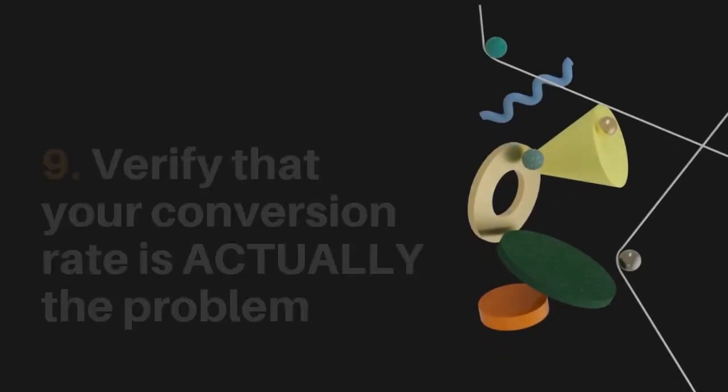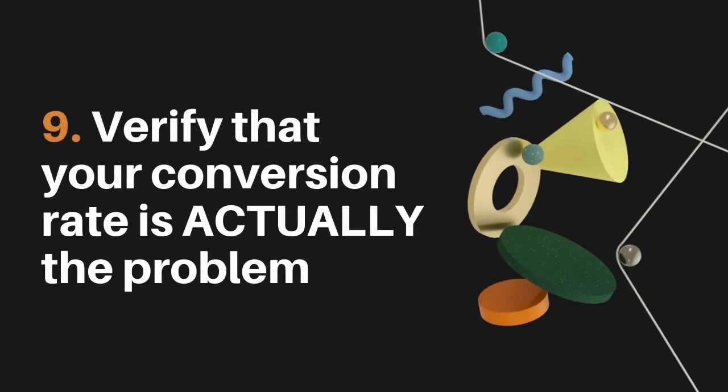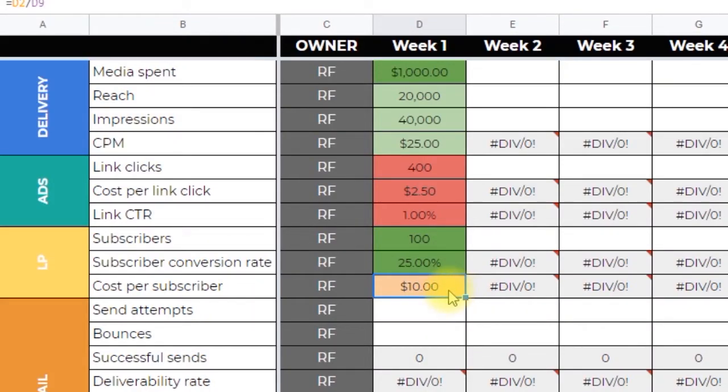Number 9 is to verify that your conversion rate is actually the problem. You might notice that your cost per lead at $10 is a little bit too expensive. And so your first thought might be to increase your conversion rate on your landing page. And so the action you might take is optimizing different variations and designs for your landing page to try and increase the conversion rate. But when we actually map out all of the metrics across the entire marketing funnel, we realize that the landing page itself is not the problem, and the conversion rate is not the metric that we should be trying to improve.